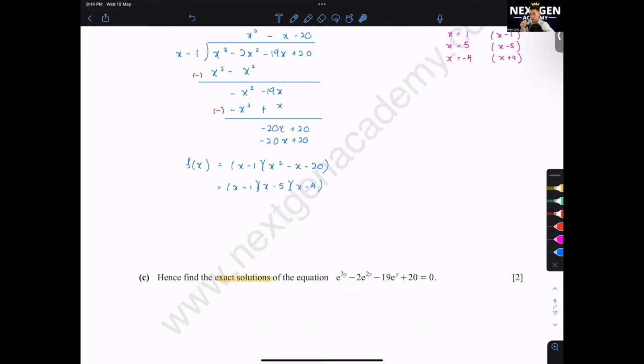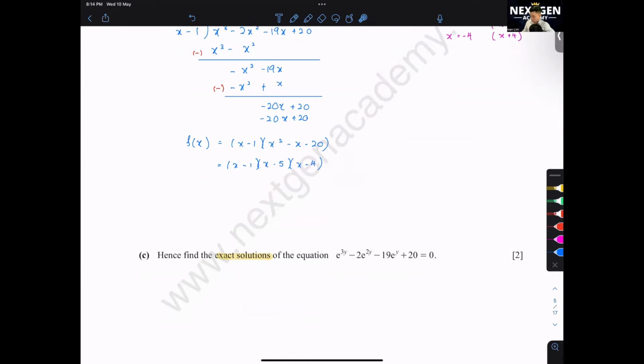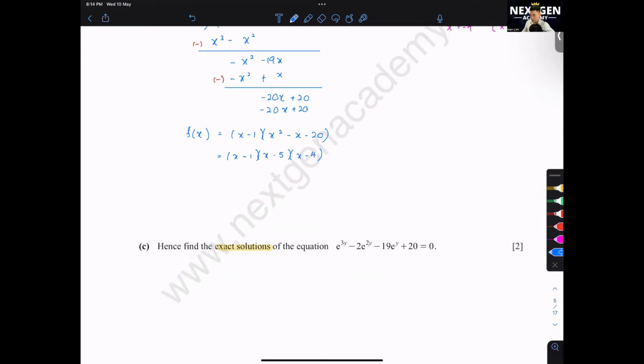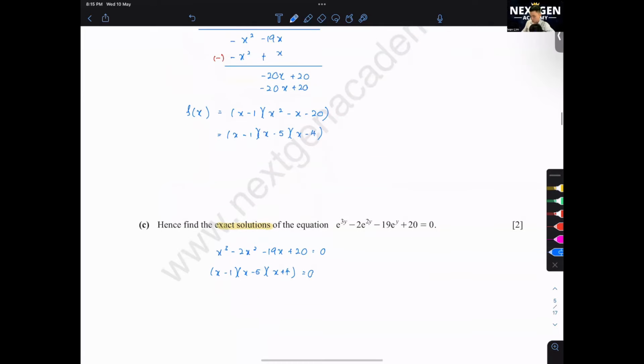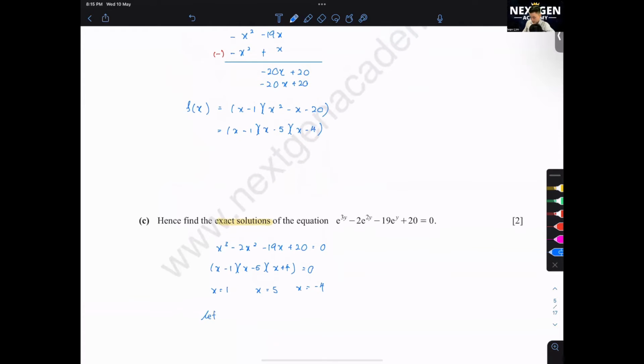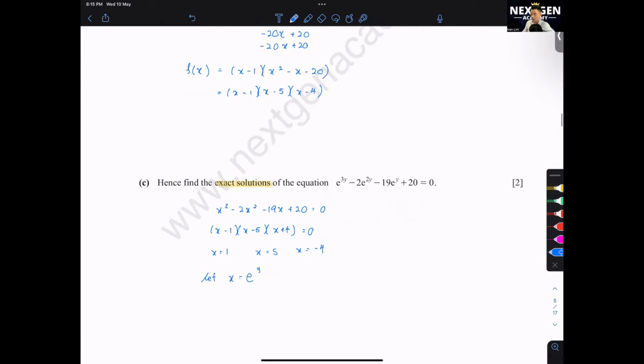So here, what we are getting is that my e to the power of y will be replaced by x, right? So just now we got the f(x). If we say x cubed minus 2x squared minus 19x plus 20 equals 0, if we factorize it, we will get (x minus 1)(x minus 5)(x plus 4) equals 0, where x equals 1, x equals 5, and x equals negative 4. We are going to let x equals e to the power y. This front part actually you don't need to write out, so you can just jump straight to here, then you solve it.